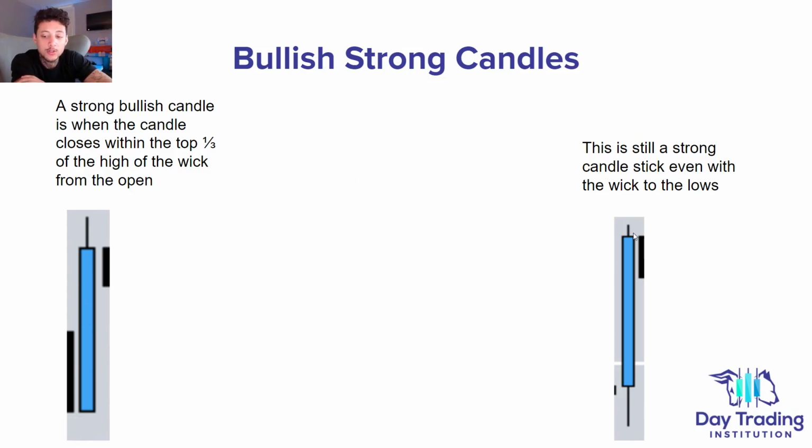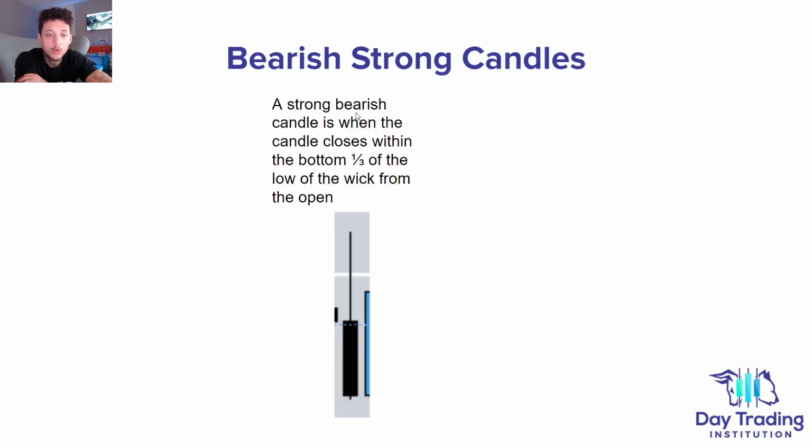Now, one thing I want you to keep in mind when determining if a candlestick is either strong or weak: we're only looking at the close to the high, and that's with a bullish candlestick. With a bearish candlestick, it's going to be the opposite. We're going to be looking at the open to the low, but in a bullish candlestick, we're looking at the open to the high of the wick, right?